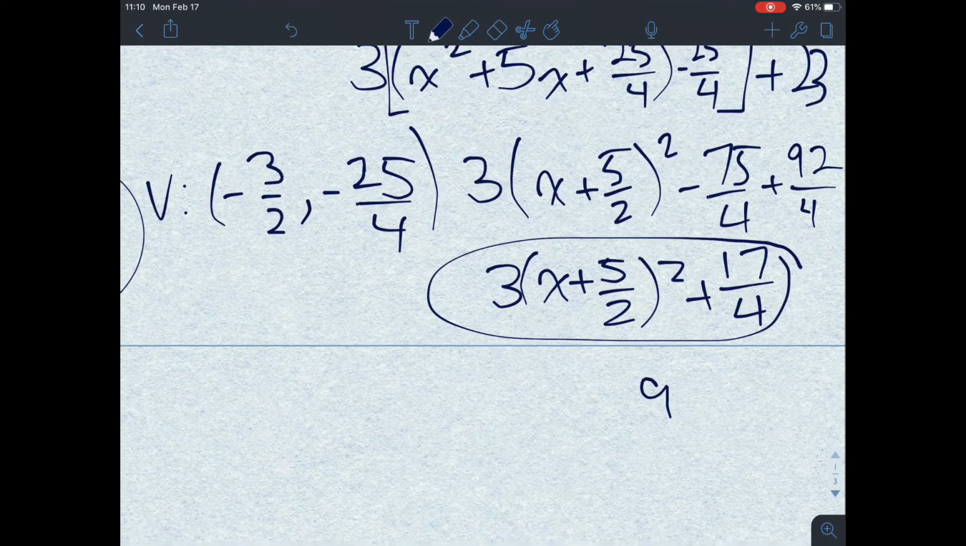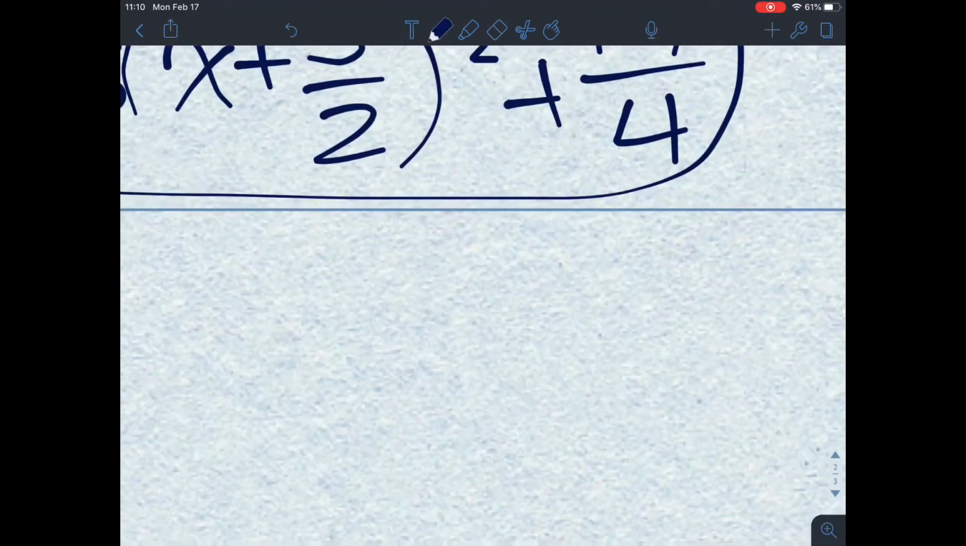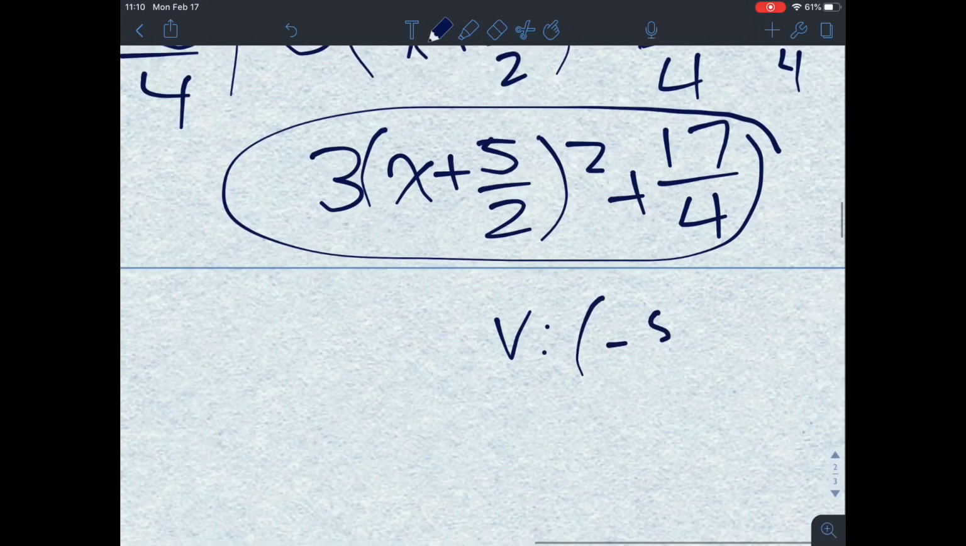92 minus 75, 7, and then 1. So 17 over 4. So that would be our answer, and then our vertex would be -5 over 2 and 17 over 4.